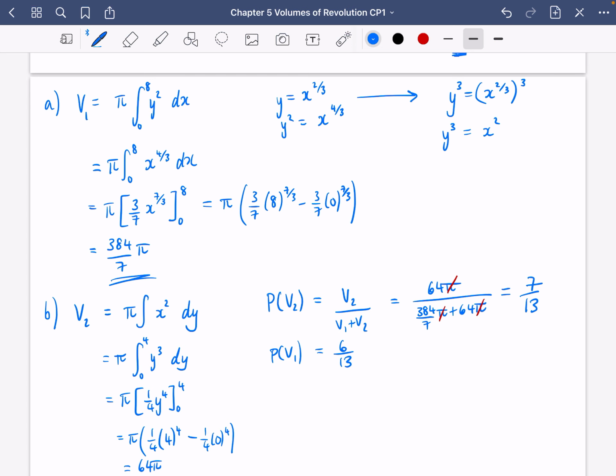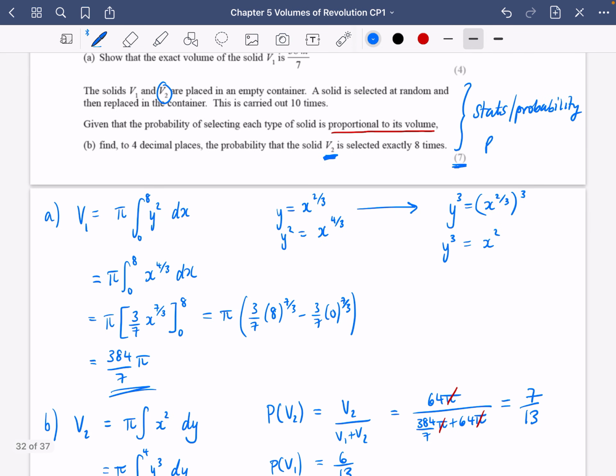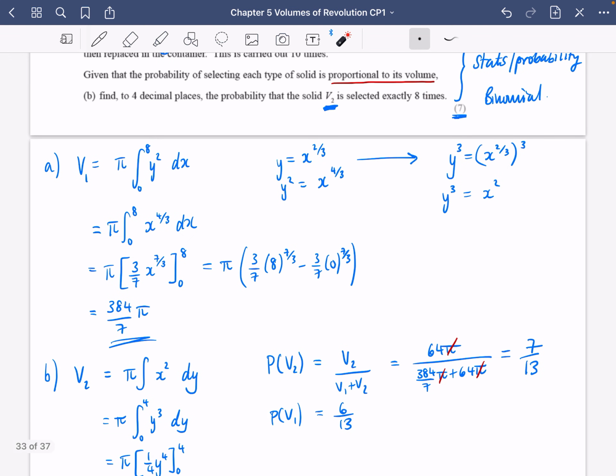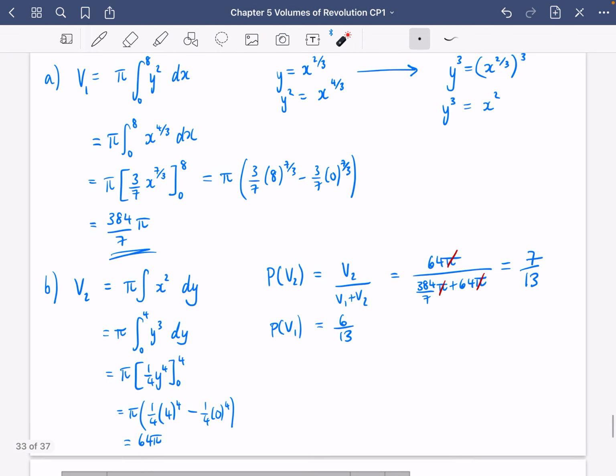Now, all we really need to do is use our knowledge of binomial probabilities, because this trial is going to be repeated 10 times, so there's a fixed number of trials. The probabilities are going to be fixed because it says that it is being replaced into the container. The trials are all going to be independent of each other, and I can't remember what the last thing is that it needs to be. Oh, and there are two outcomes. You either pick V1 or you pick V2. So we're going to say that V2 is selected exactly 8 times.